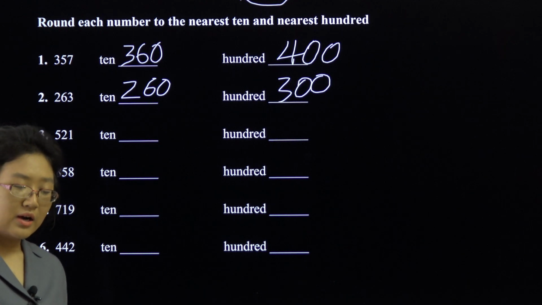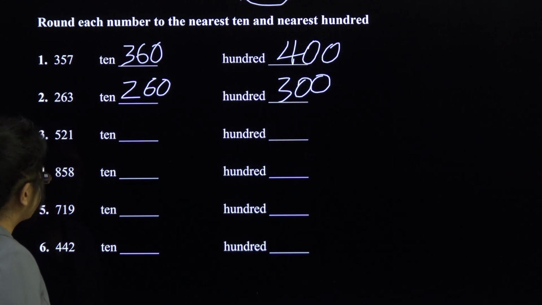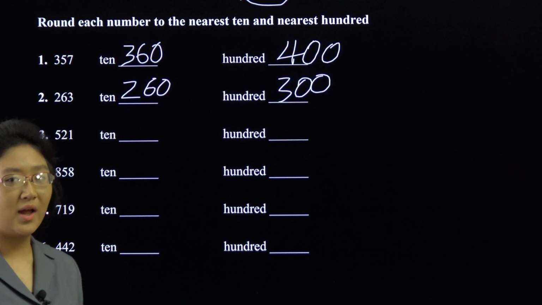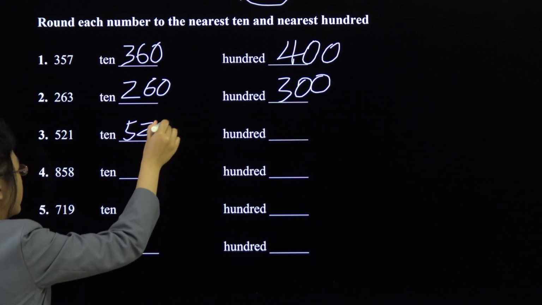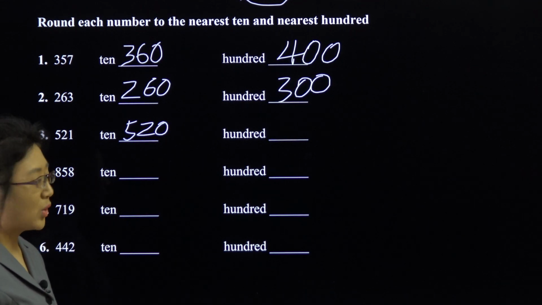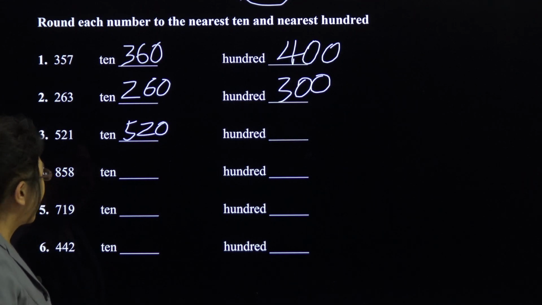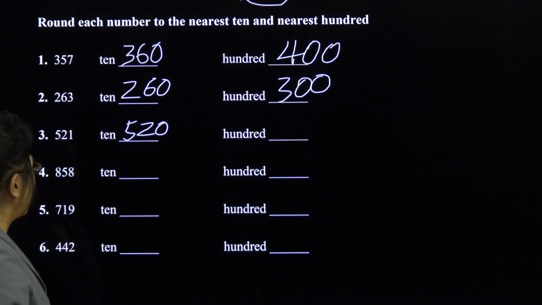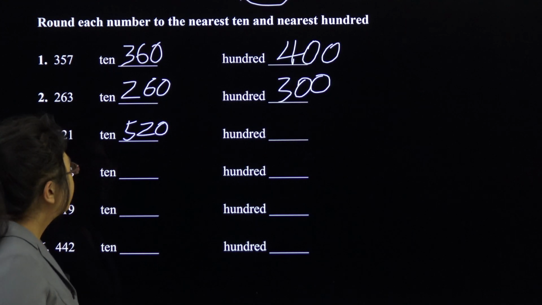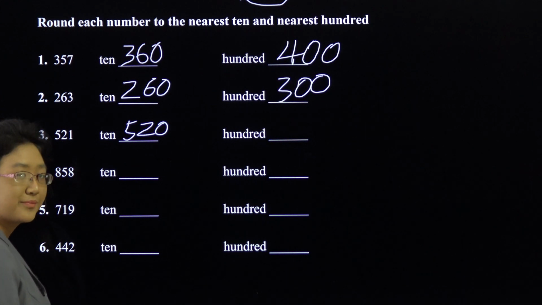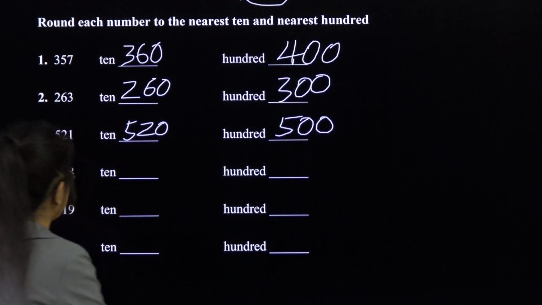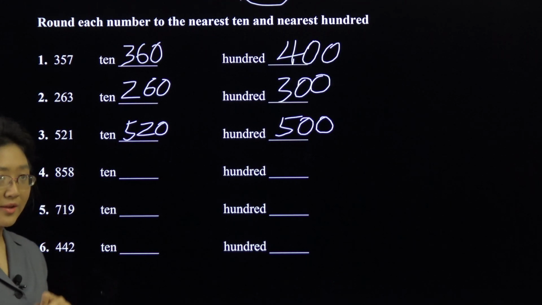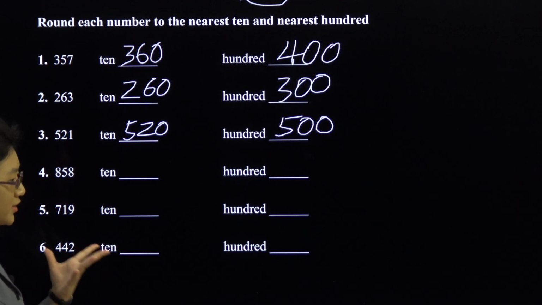521. If we round to the nearest 10, we look at the ones place. The ones place is a 1. 1 is smaller than 5. We round down to 520. If we round to the nearest hundreds place, then we look at the tens place, and the tens place is a 2. 2 is smaller than 5, so we round down to 500. Since 521 is closer to 500 than it is to 600.